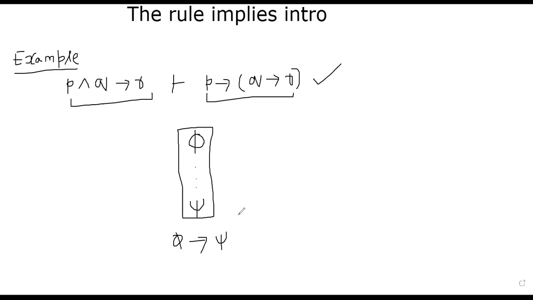This rule is denoted by an arrow mark, which is implies, and I, for introduction. So implies is introduced in this fashion. You start with pi, you arrive at psi. That's why you call it implies introduction.